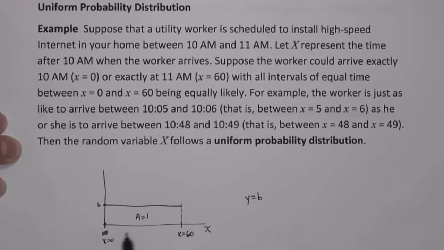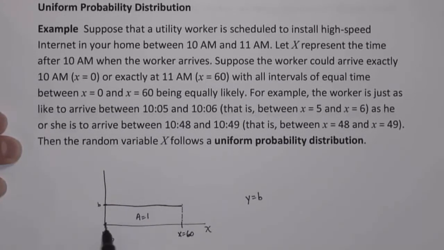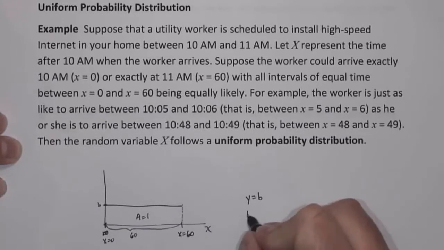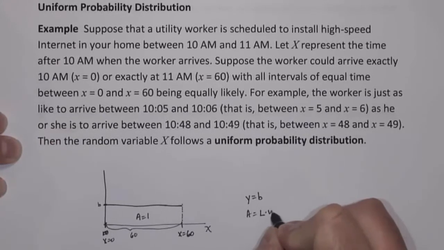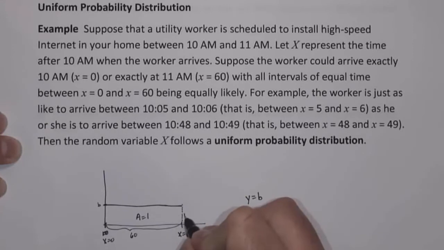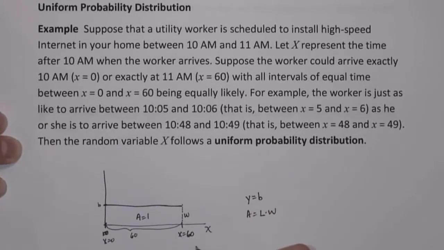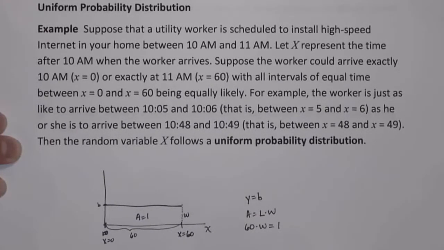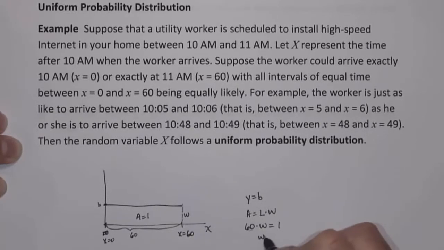Okay, now we know that this gives us the shape of a rectangle, and since it's starting here at 0 and ending here at 60, the length of this rectangle is 60. And we know that the area of a rectangle is equal to length times width. So I can figure out the width, or the height, of this line because I know that the length 60 times the width w has to equal the area, which is 1. So the width of the rectangle has to equal 1/60th.